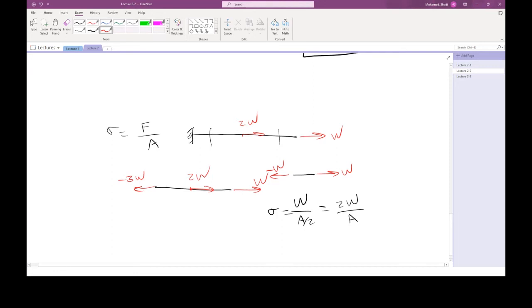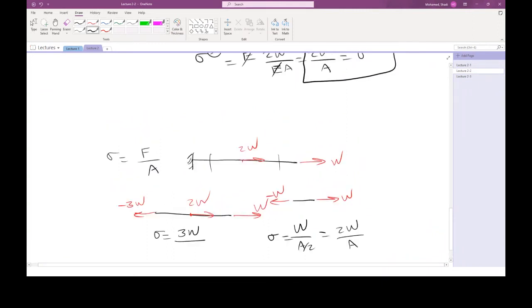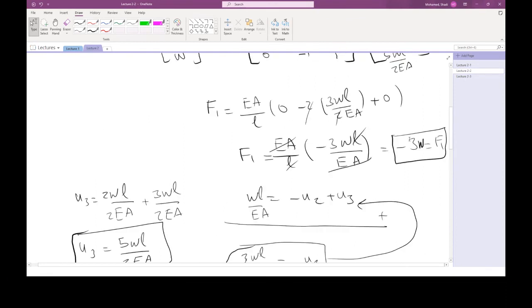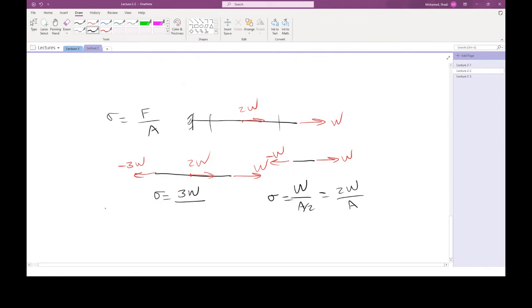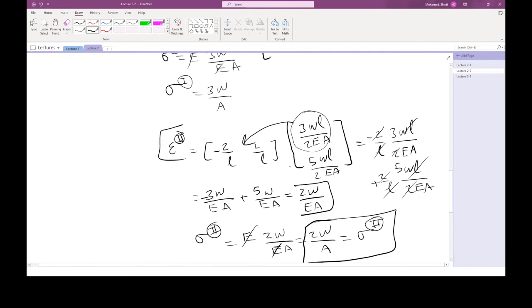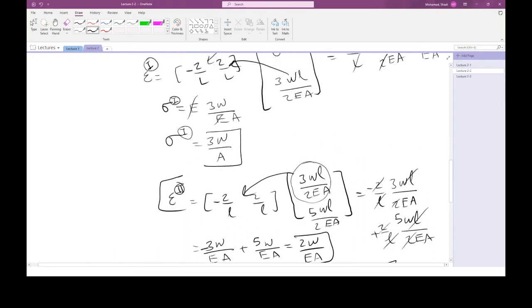Now, this part of your beam, this entire part, is subjected to 3W as the value for the force applied to it. So basically, you have sigma equal to 3W divided by the cross section. And what is the cross section in this part? The cross section is A. So it is 3W divided by A. And if you look into the stress we have in the first section, this is 3W divided by A.